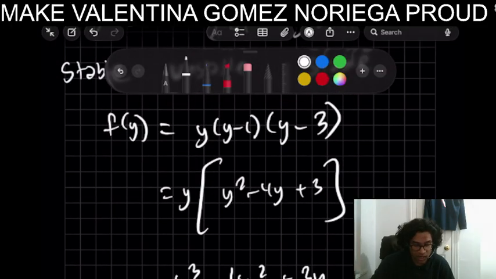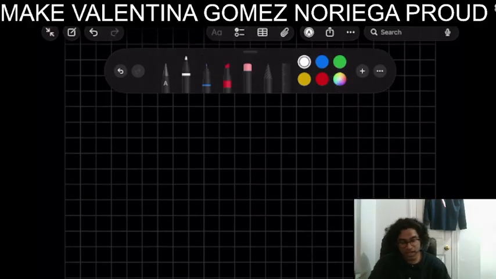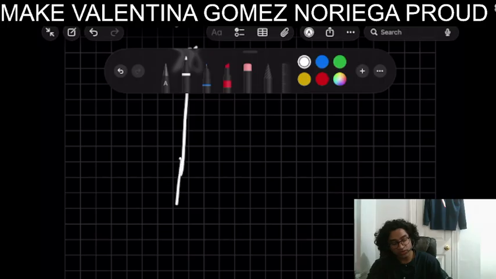Y minus 1, y minus 3. Y square minus 3y minus y plus 3. Yeah, y cube is the highest. And if I were to draw the graph for it, remember we drew the arrows, the above, below, whatever.